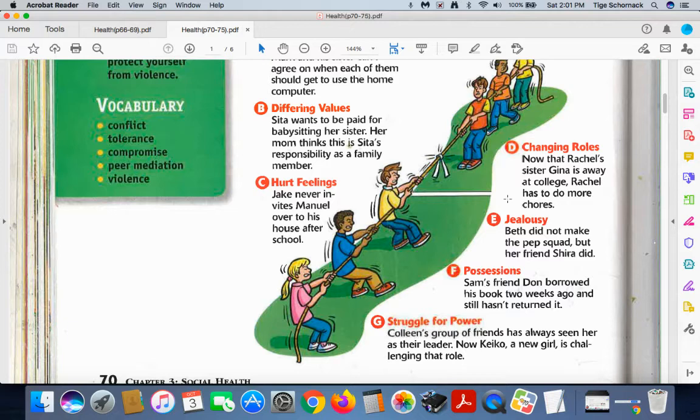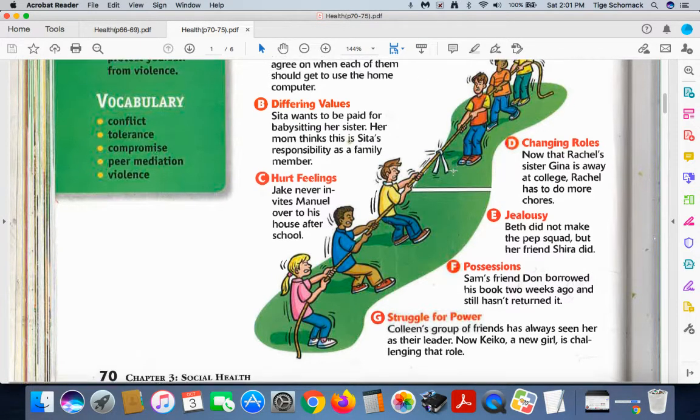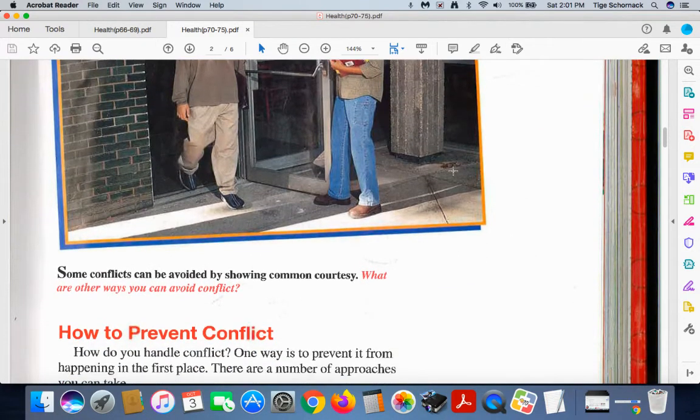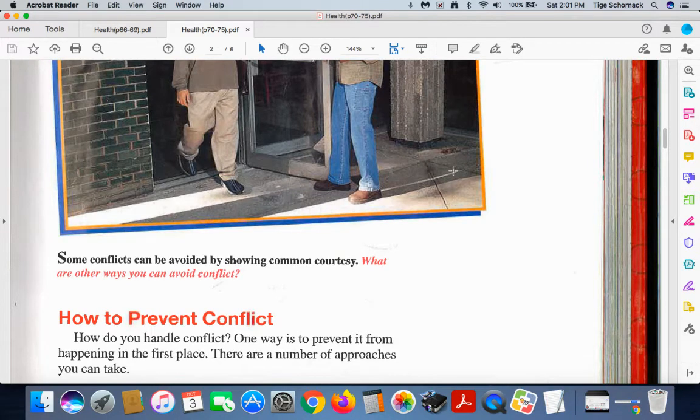Struggle for power. Colleen's group of friends has always seen her as the leader. Now Kiko, a new girl, is challenging that role. Well, that's always a big one. So, some conflicts can be avoided by showing common courtesy. What are other ways that we can avoid conflict? Well, I'm going to pause the video right there and say, besides just common courtesy, what are some ways that we can avoid conflict? Pause.